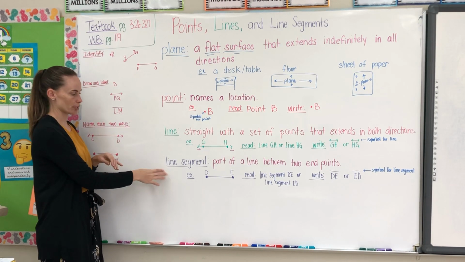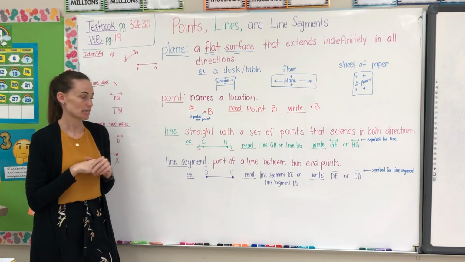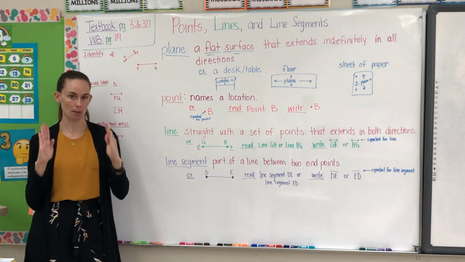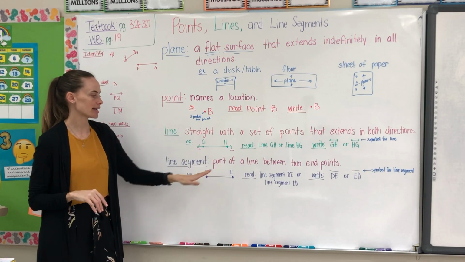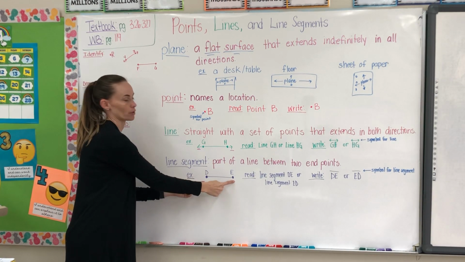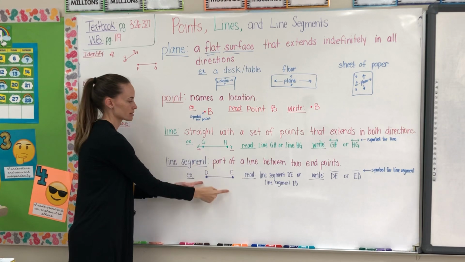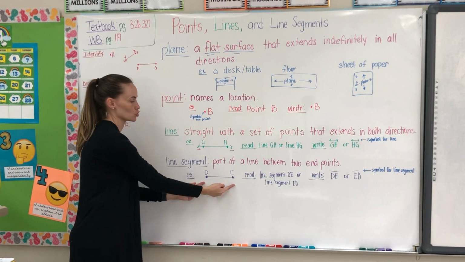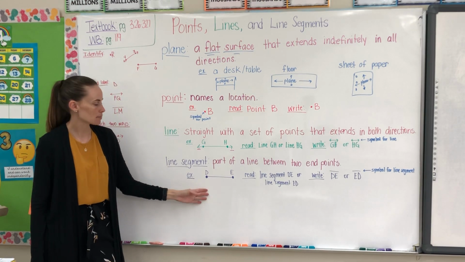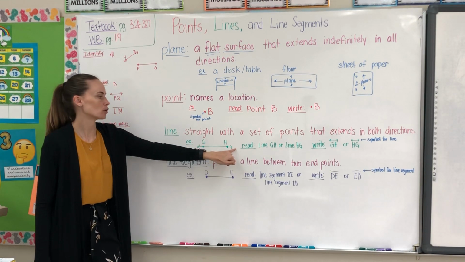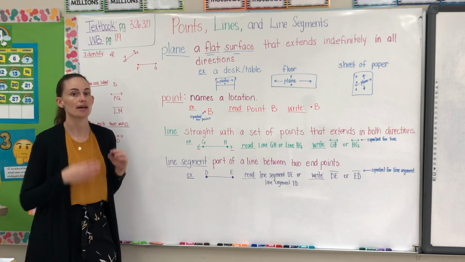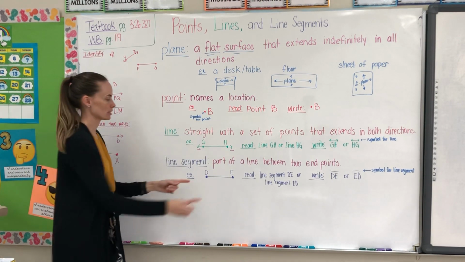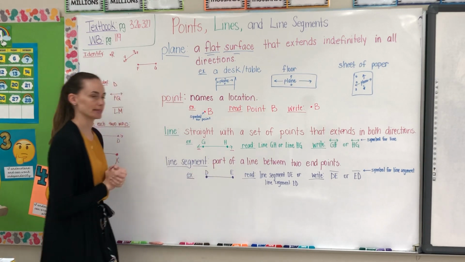Okay, the last term is what's called a line segment. It's similar to a line, but it's just one specific part. So it's part of the line between the 2 endpoints. So if you notice, unlike the line, it doesn't keep going. It stops at the 2 points. How do we know it stops? Because we have the points and we don't have any arrows. Arrows symbolize that it would keep going, but it does not keep going. A line segment stops right there.